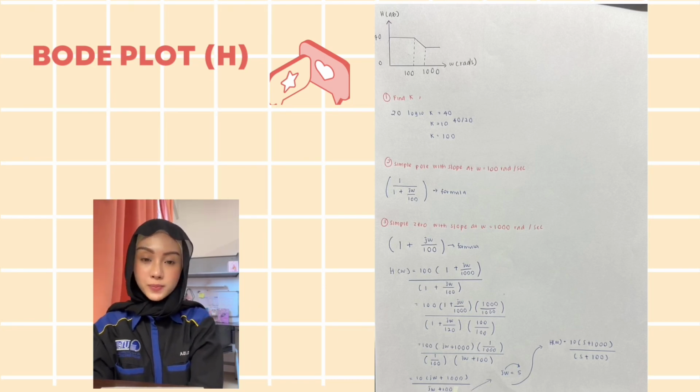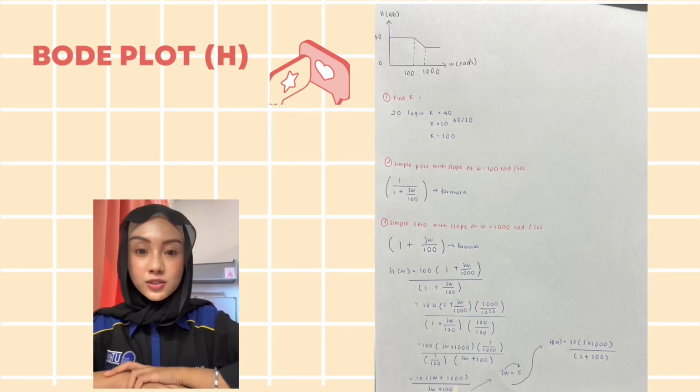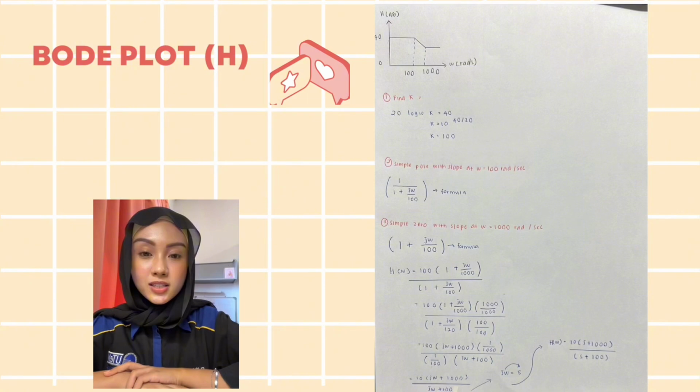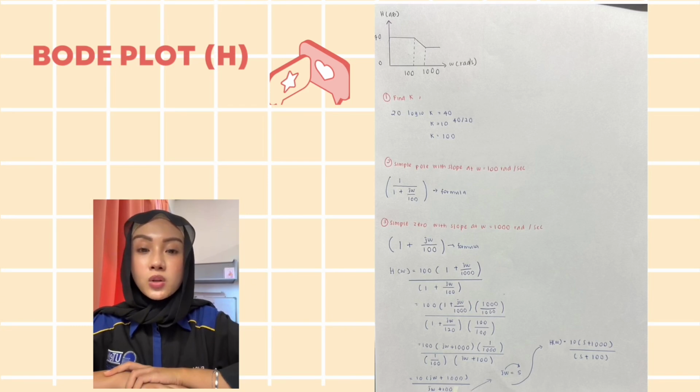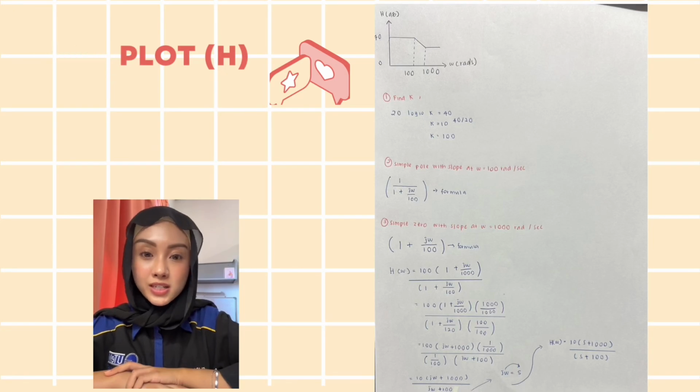Next, we need to identify the zero with slope at omega equal to 1000 radians per second. So what is the formula? As you can see, the formula is 1 plus j omega over 1000. So we need to simplify, and we will get 100 in bracket j omega plus 1000 over j omega plus 100, and we need to change to s. So we will get H of s equal to 10 times s plus 1000 over s plus 100.